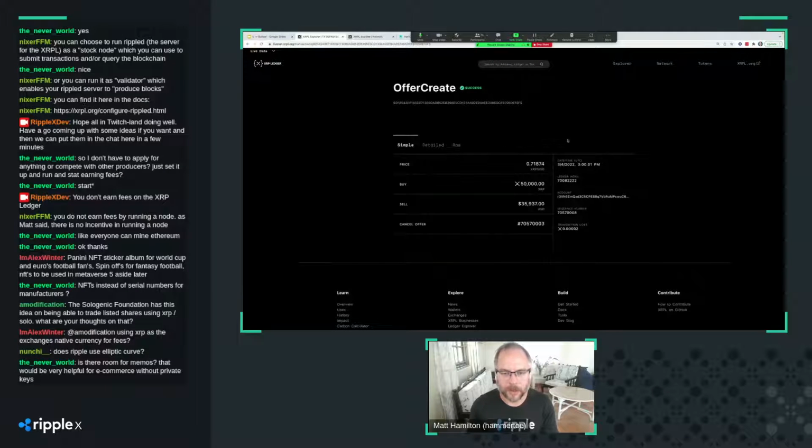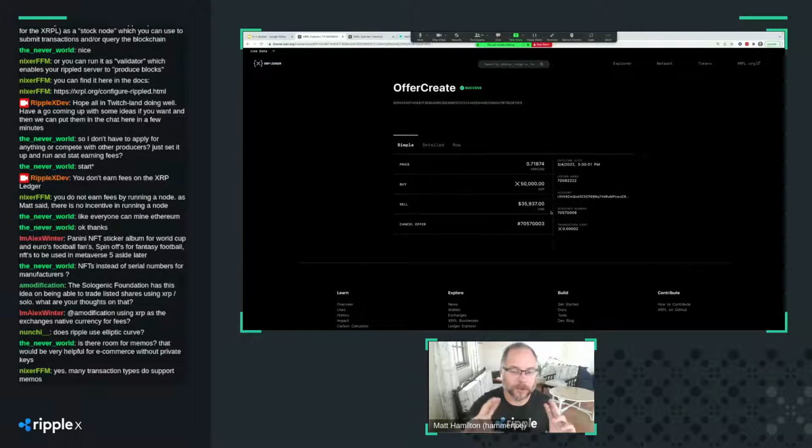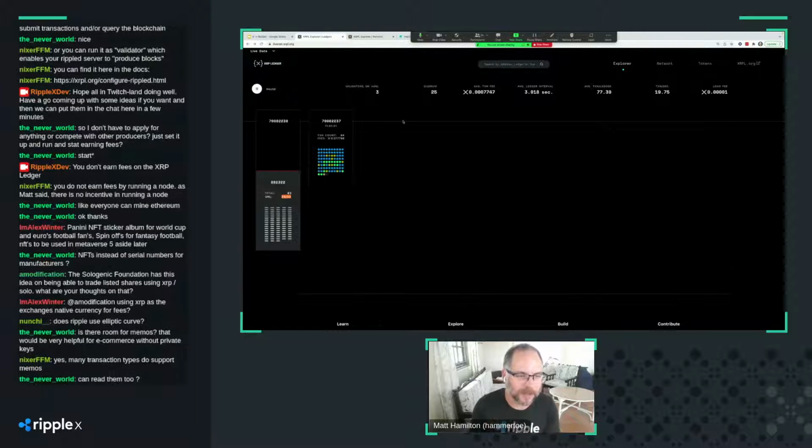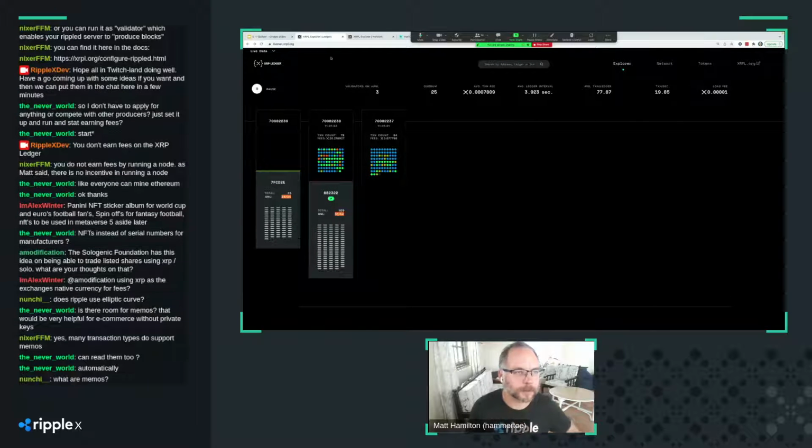So this is somebody willing to buy 50,000 XRP for 35,000, nearly 36,000 US dollars. So they're placing an offer on the XRP Ledger decentralized exchange. And somebody else can place a corresponding offer that will complete that, and the trade will happen. But you can see these transactions go by. There's things like offer creates, offer cancels, payments. There's administrative ones like account set, various bits of metadata, and there's the NFT ones that I mentioned as well that will be coming soon.